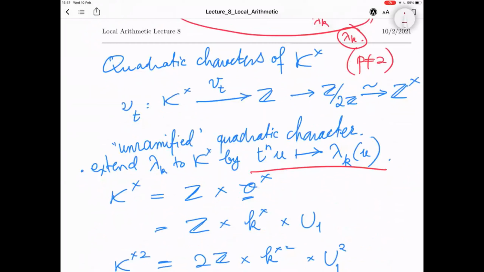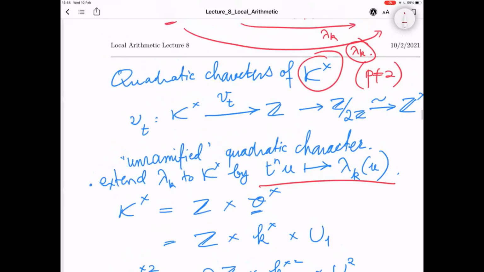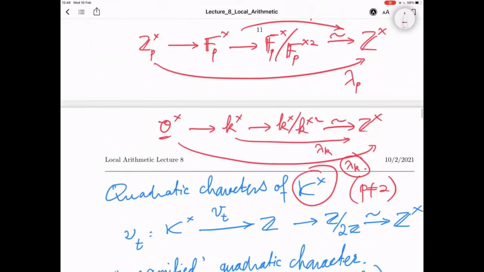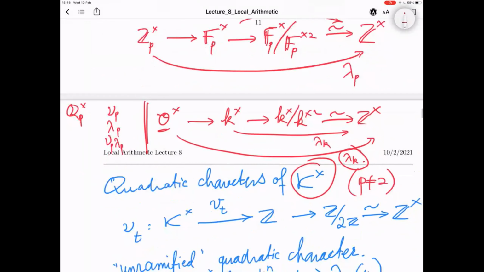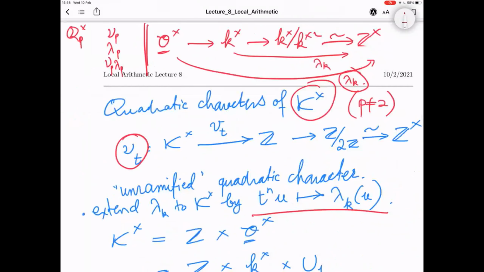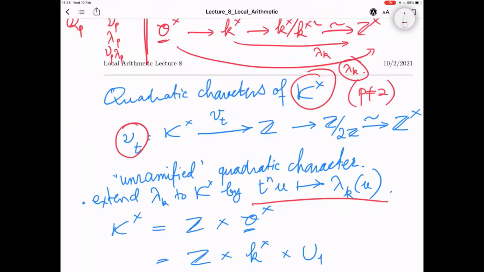Now, what are the quadratic characters of K star? Again, it's good if you remember what the quadratic characters of Q_p star were. For Q_p star, you had nu p, lambda p, and the product of these two things. So here is the analog of nu p. It's going to be called nu t. And what is this nu t? How do you define it?